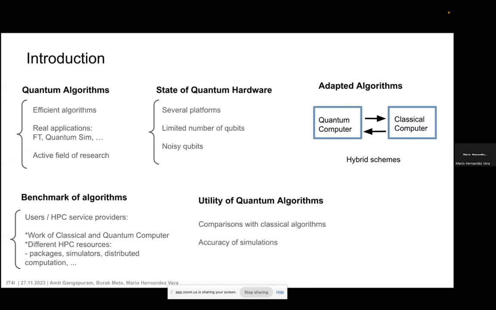It's a very active field of research, and we wanted to understand and explain why it is important to benchmark these algorithms, taking into account the current state of the quantum hardware that we have today. So, as you know, we have nowadays several platforms. We have hardware which has a limited number of qubits, qubits which are noisy, and sometimes we also have to consider that the quantum gates can be applied only with some timing, and some quantum algorithms that have been proved to be efficient may not be suitable for the current quantum hardware that we have. So nowadays, the so-called NISQ algorithms have been trying to take the best of the current quantum hardware.